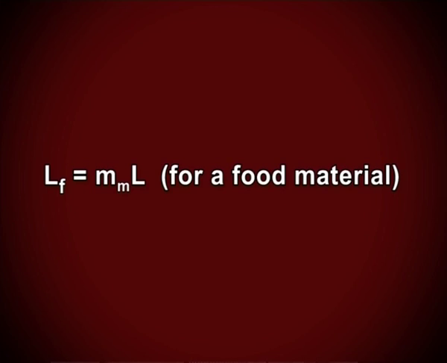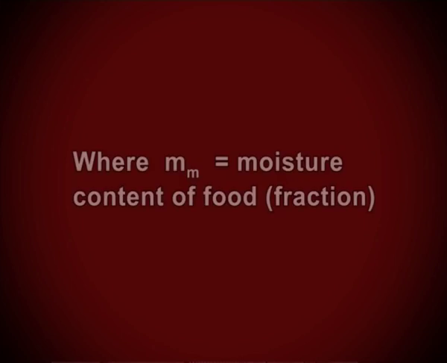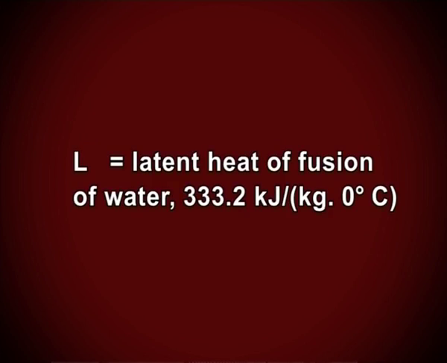Also, L1 equals m_m L, that is for a food material, where m_m equals moisture content of food, fraction, and L equals latent heat of fusion of water, 333.2 kJ/kg at 0 degrees centigrade.